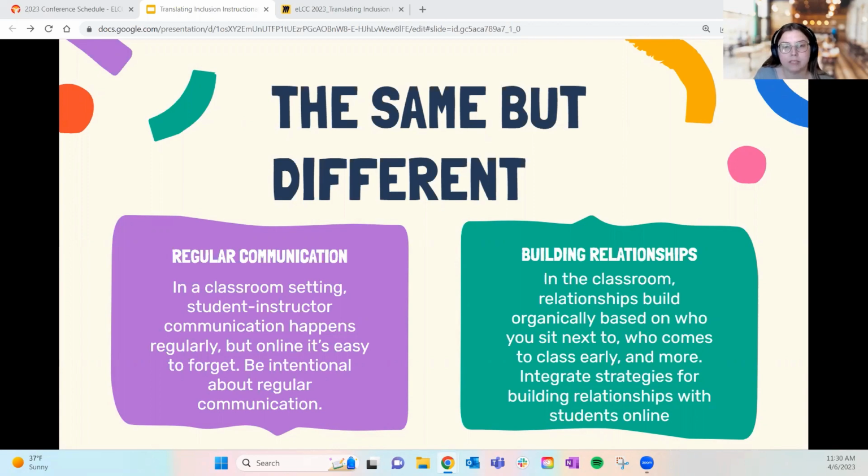But overall, the successful implementation of these inclusion instructional strategies requires ongoing training, support, and collaboration between faculty and instructional designers, and this willingness to adapt and modify strategies that would work in person, but just don't quite work the same online to meet the needs of the people in your class.